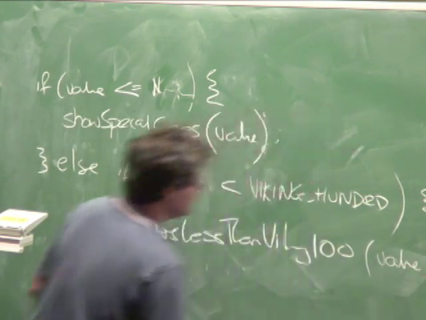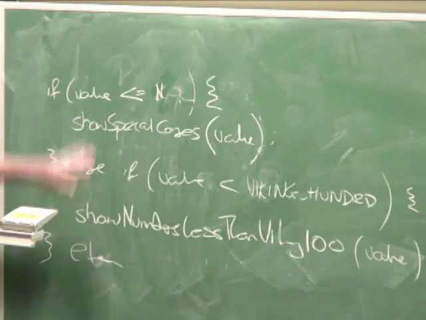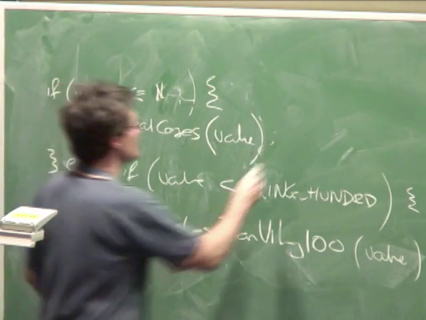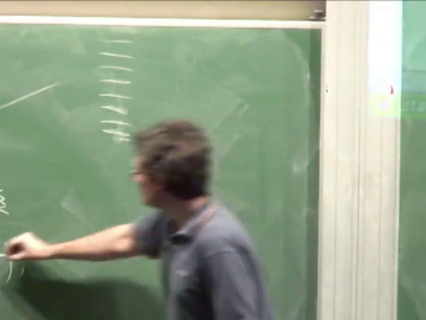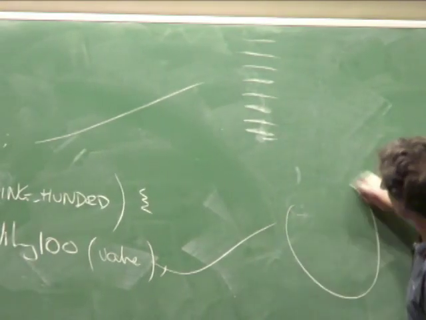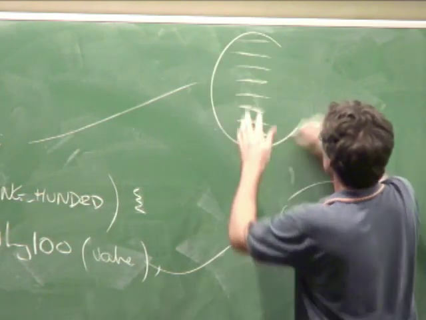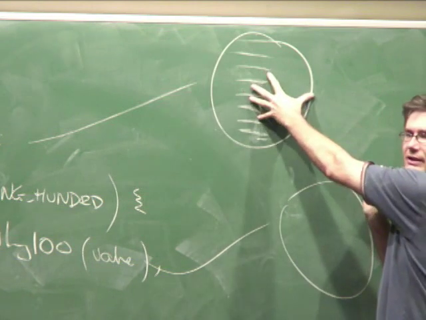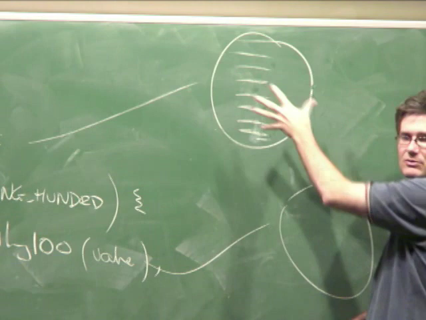Value, else. Now, the idea is we go away and write our little special functions. And this function here is just obviously a boring 19-way if statement. And this function here does something else. And this function down here does something else. And do you see, the idea is that everything that does the same thing is all together. So there's one function here called show special cases, that just does special cases.